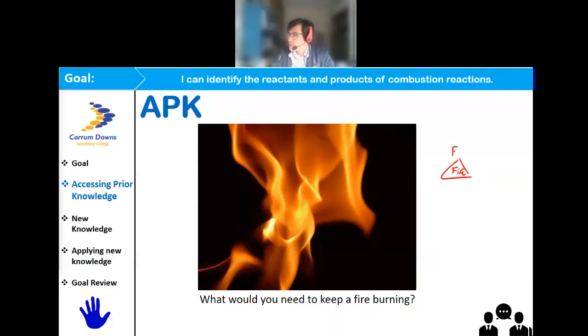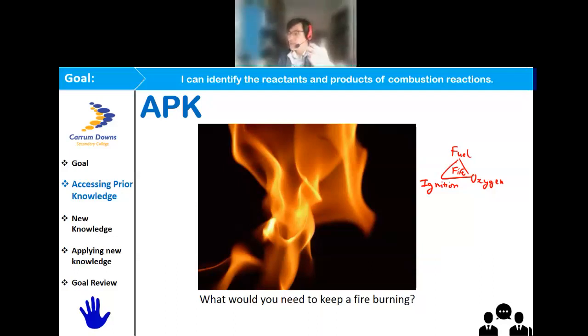So fire. So we need fuel. All right. We need oxygen there, and then you would also need an ignition or spark, right? So you would need all three to keep a fire going. Okay, so what that means is that if you take one of these three out, you would put out a fire, and this is how firefighters put out a fire, right?